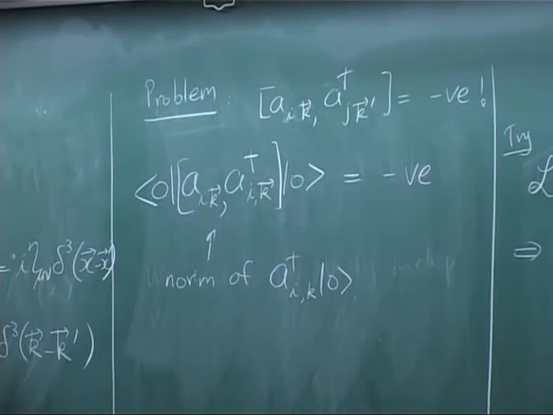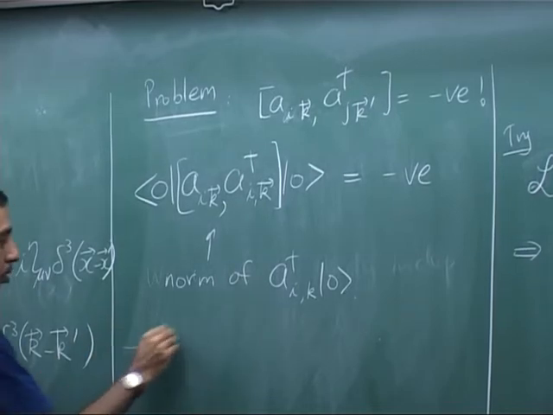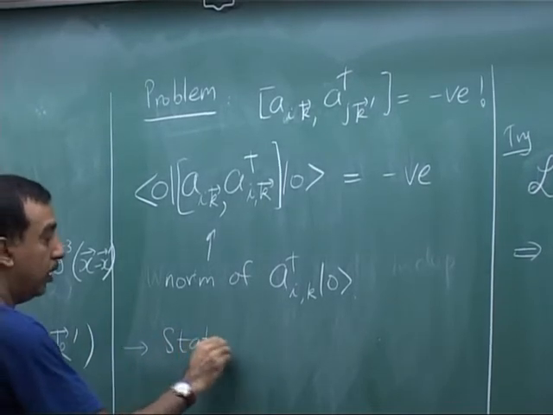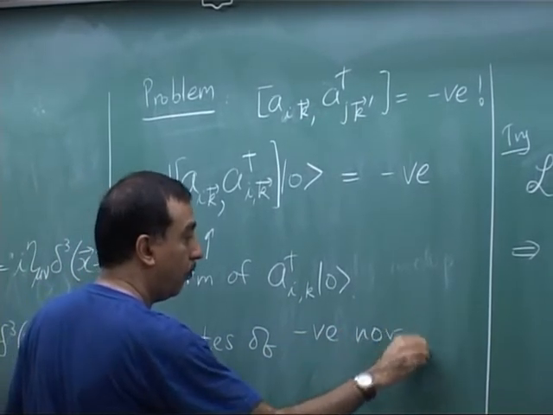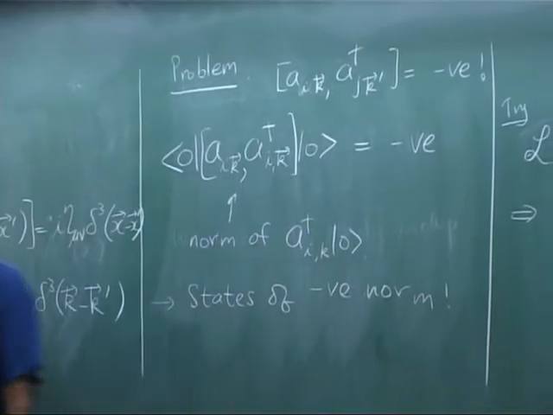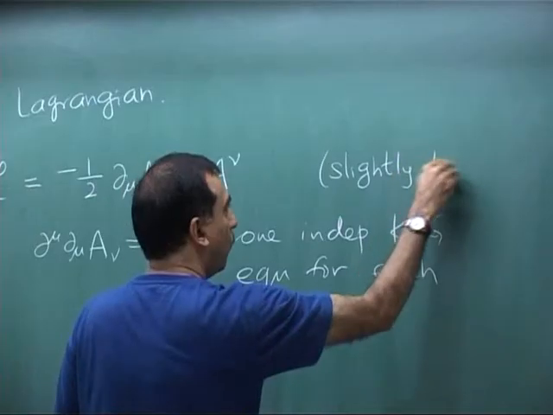So physically that's very bad. It means that this theory has states of negative norm. Norms are related to probability. That means that this theory will have negative probabilities and it will be inconsistent.